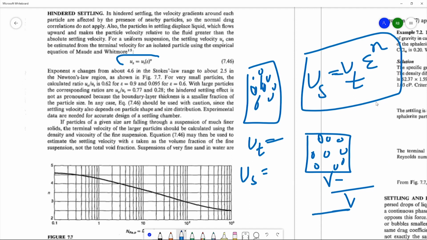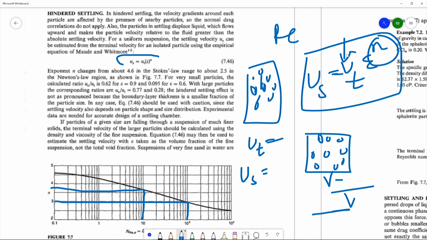Okay. So first you have to find out terminal velocity in free settling regime. Then calculate the Reynolds number. So from this figure, if you know the Reynolds number, you can calculate the value of n, right? Suppose your Reynolds number value is 10, so the value of n will be around 3.7, right? If the Reynolds number is 100, then the n value will be 3, and so on.